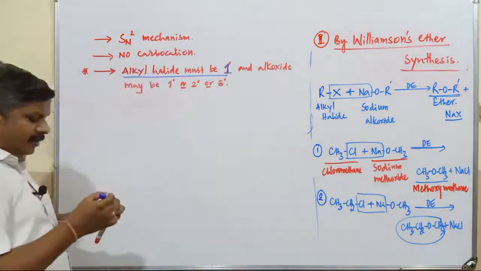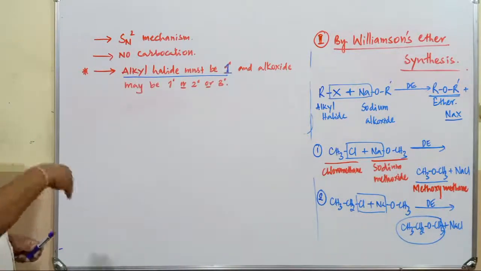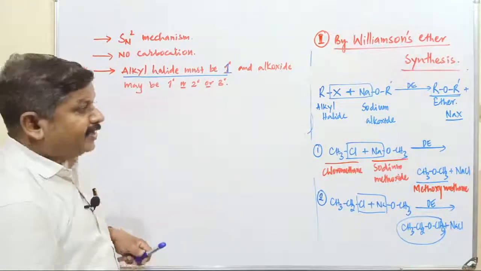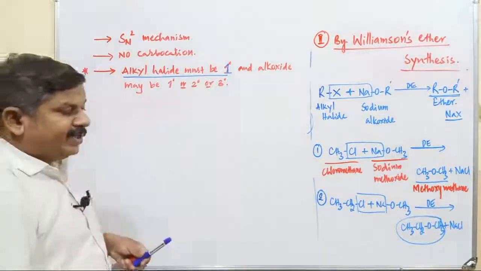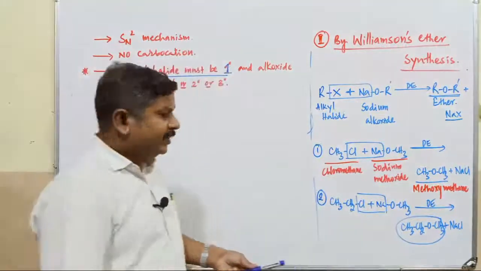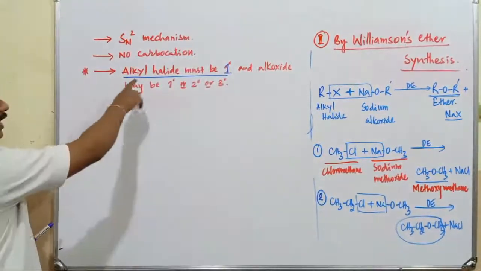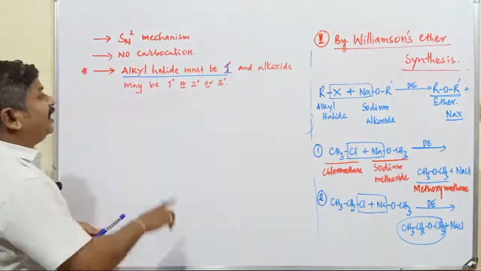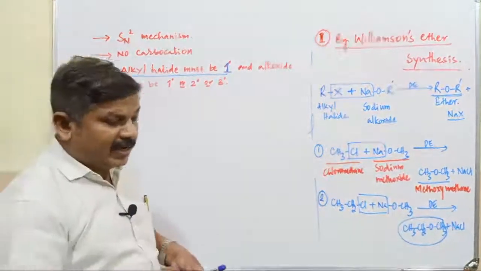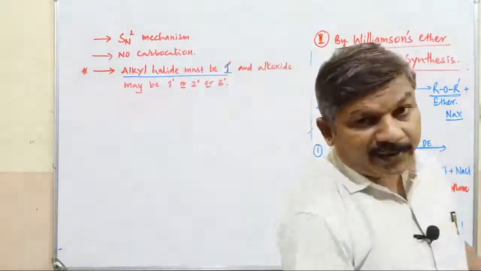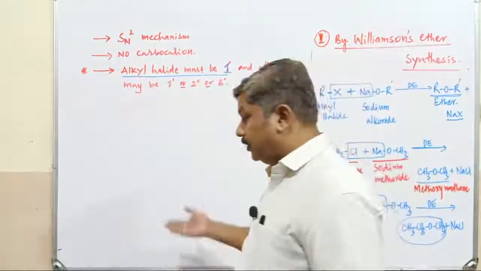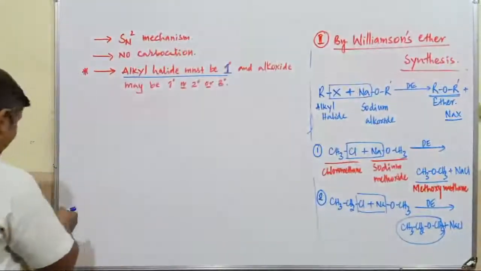Alkyl halide only. If you go with the secondary alkyl halide, what is the consequence? Which compound formation takes place? Whether ether is formed or not, that we have to discuss. Only the alkyl halide must be primary. If the alkyl halide is secondary or tertiary, then whether formation of ether takes place or not, that we have to consider here.